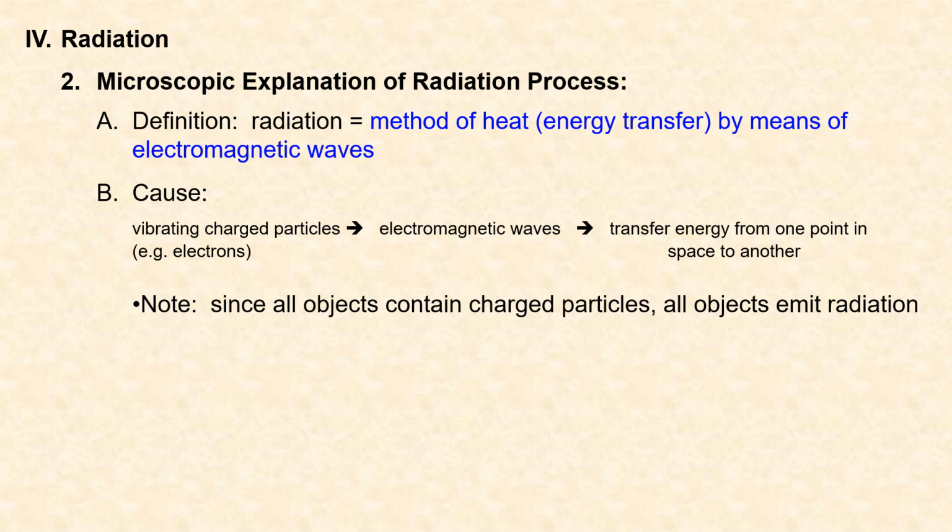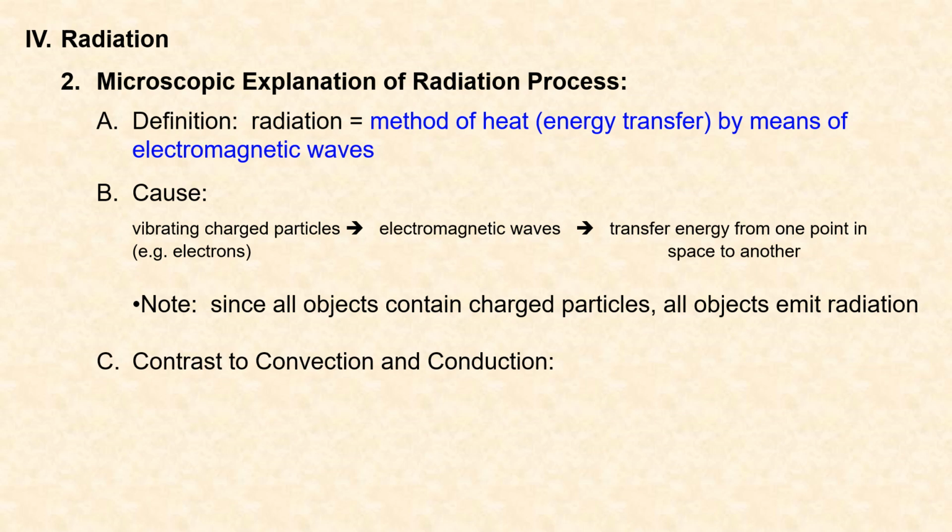Now, since all objects contain charged particles, and unless an object is at absolute zero, you know that the kinetic molecular theory says that those particles are in constant motion. So even at low temperatures where your objects are in a solid state, all solids consist of charged particles that vibrate. Therefore, all objects emit radiation.